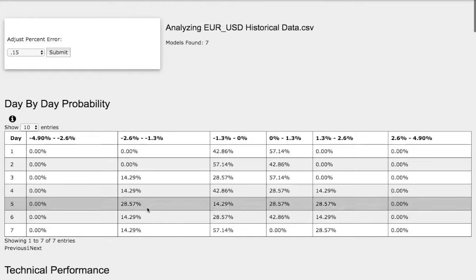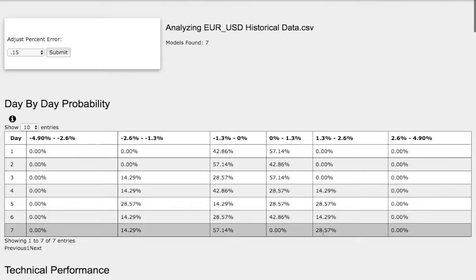So as we progress to the 7th day, we have two extreme cases. To the upside, we have a 29% chance for it to climb higher between 1.3% to 2.6%, and to the downside we have a 57% chance for it to fall between 0 to negative 1.3%, and further, the extreme case to the downside, we have a 14% chance for it to fall between negative 1.3% to negative 2.6%.